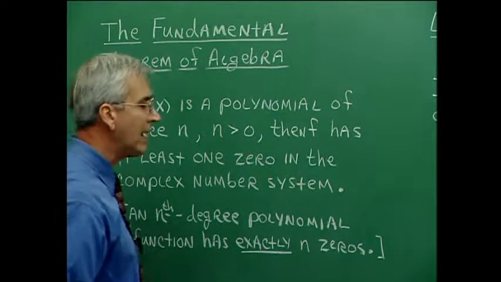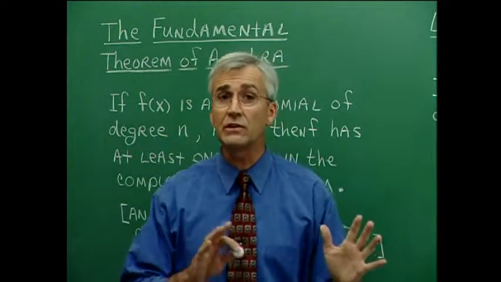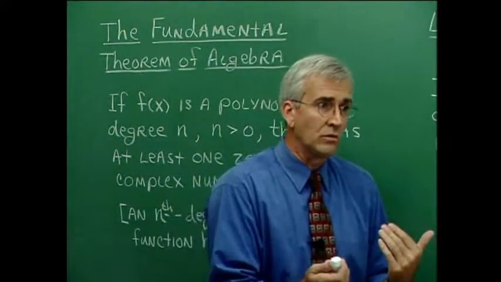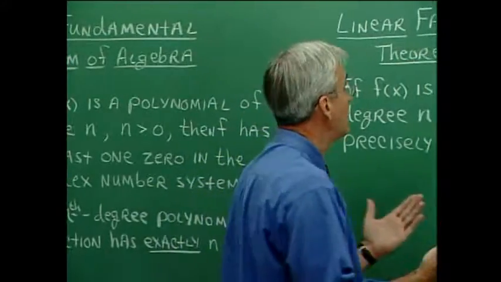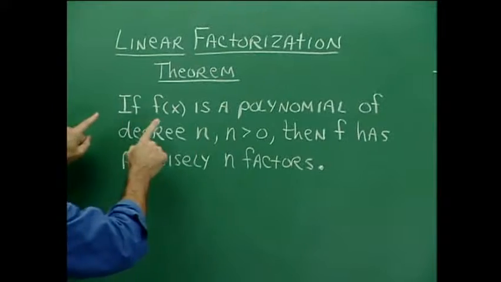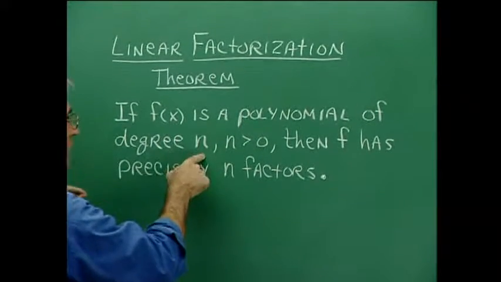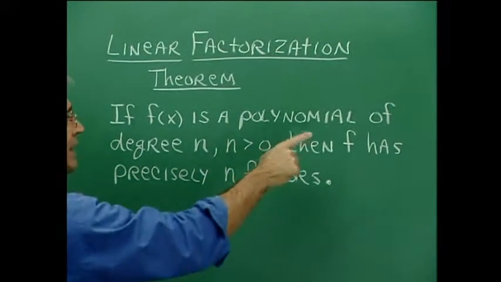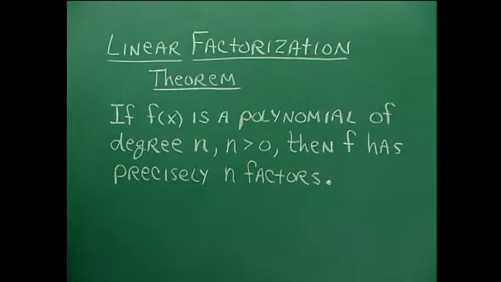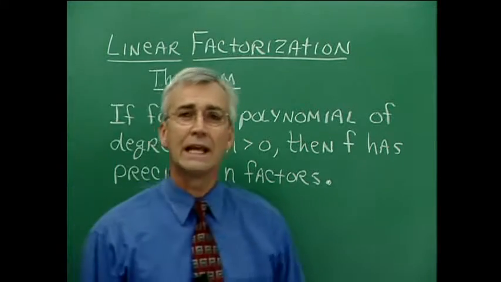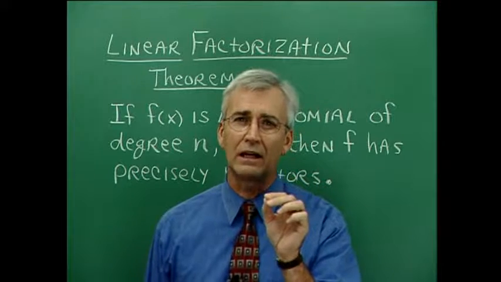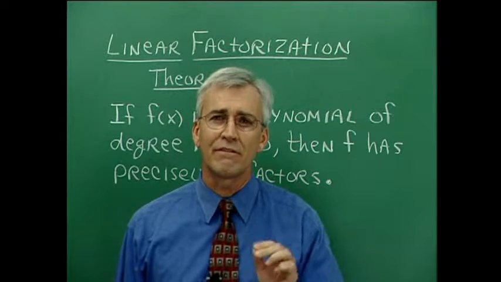Now, we've talked already about the notion that zeros lead to factors. So this idea of n zeros in an nth degree polynomial function leads us to the linear factorization theorem, which says that if f of x is a polynomial of degree n, where n is greater than 0, then that function has precisely n factors. So we have an nth degree polynomial function. It has exactly n zeros and therefore exactly n linear factors.